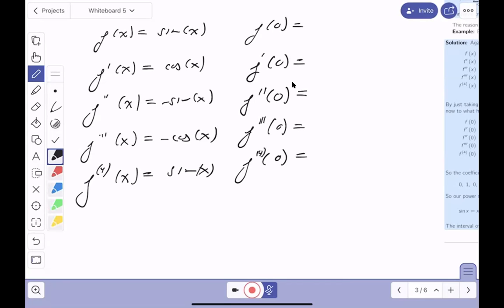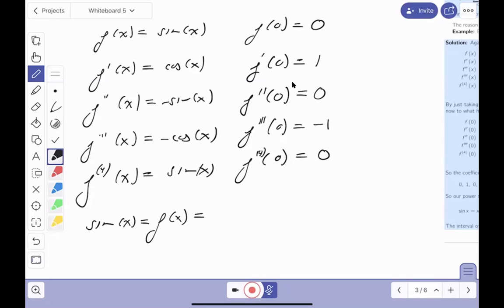This will be 4. What do you get over here? Well, let's see, what sine is 0? 0, 1, 0, minus 1, 0. So I get that pattern. So let's write this down. Sine of x equals f of x. Of course it is.